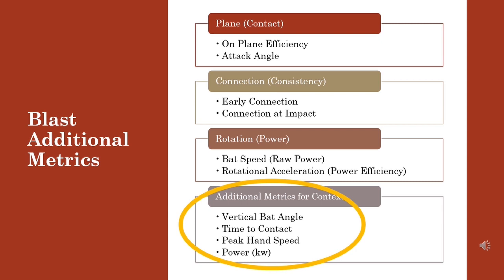The last four metrics that Blast provides are vertical bat angle, time to contact, peak hand speed, and power. In our opinion, these are derivatives of everything else that's happening in the swing. We don't really focus on these from a training standpoint. Although we do look at them, we don't really spend a lot of time incorporating them into our training programs.